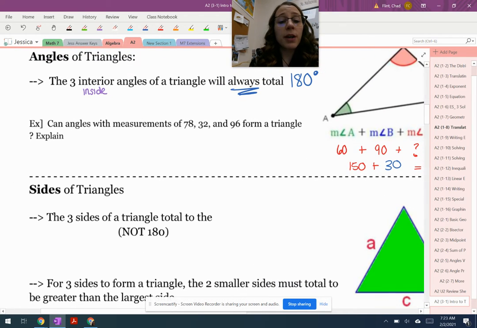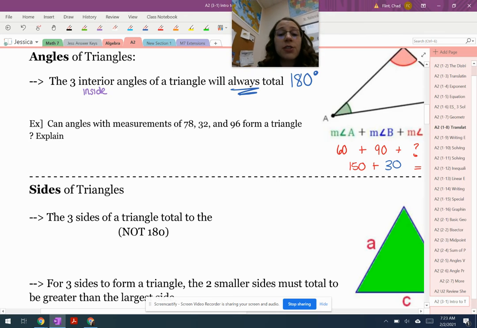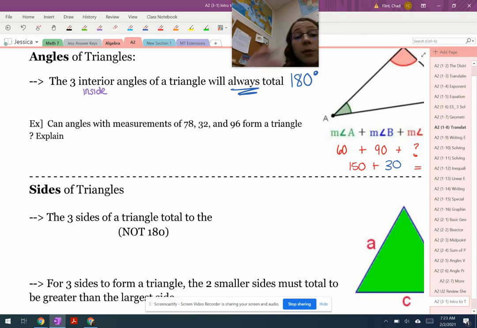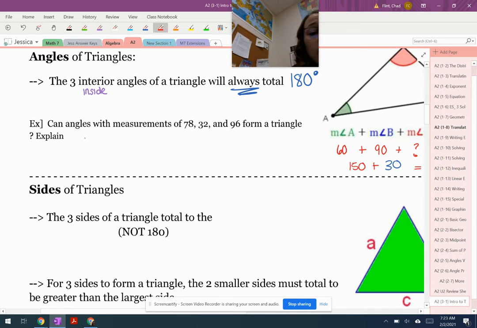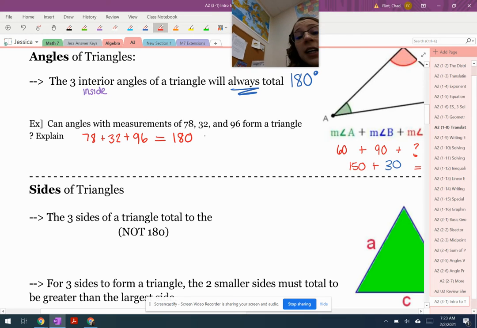So little baby example here. Can angles with measurements of 78, 32, and 96 form a triangle? Explain. Well, we know that triangle angles always add up to 180, so we can test that by using those measurements here. So if I add 78 plus 32 plus 96, that should be equal to 180 if it's a triangle.